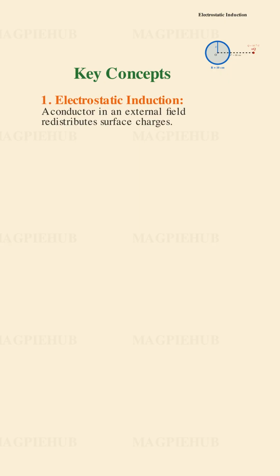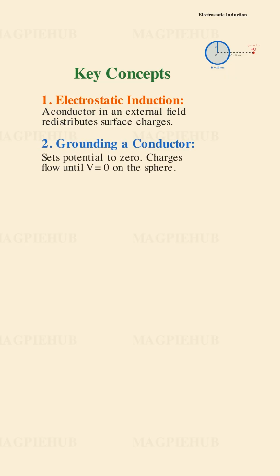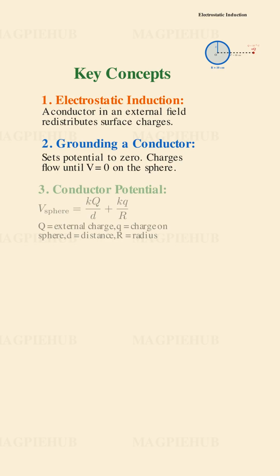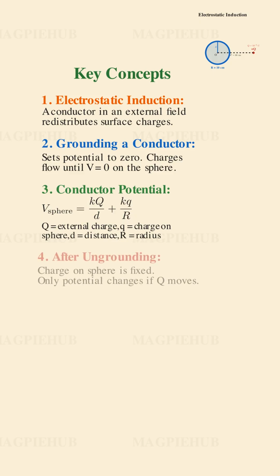First, electrostatic induction. When a point charge is near a conductor, it causes charge redistribution on the surface of the conductor. Second, grounding. When a conductor is grounded, its potential becomes zero. Charges flow between the sphere and the ground until this condition is met. Third, the potential of the sphere equals kQ over d, due to the external charge, plus kq over r, due to the charge q on the sphere itself. Here q is treated as uniformly distributed at radius r for potential calculation.